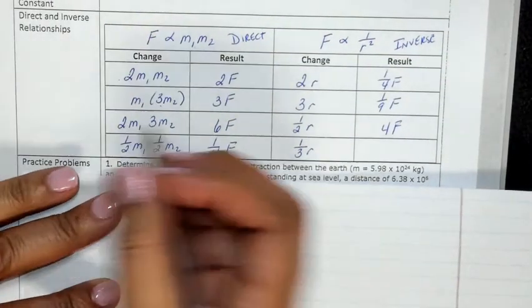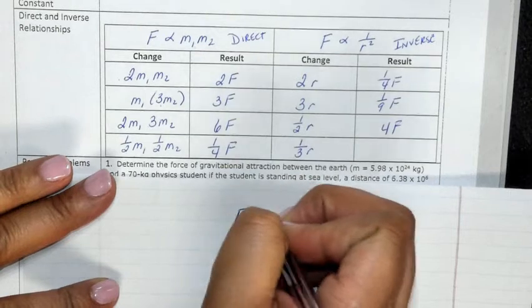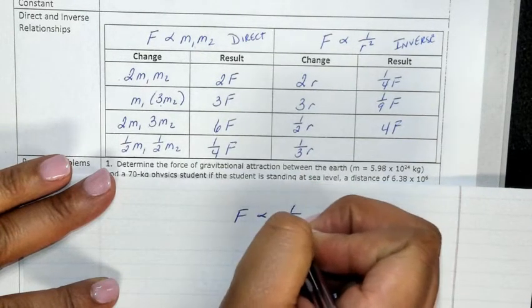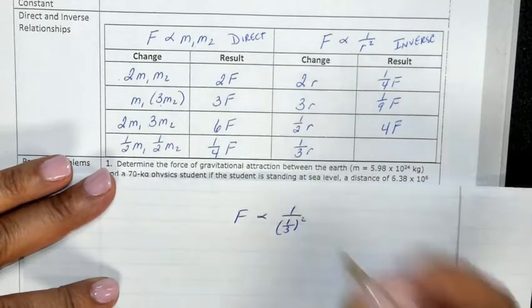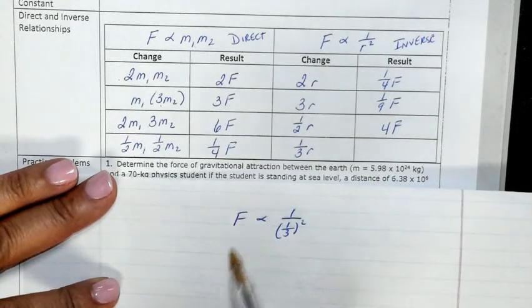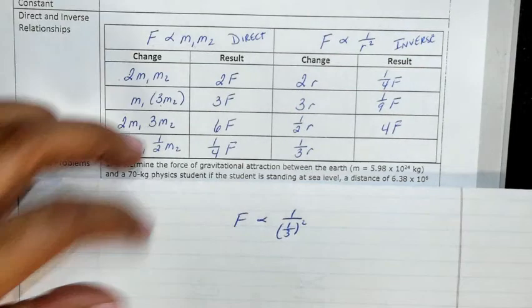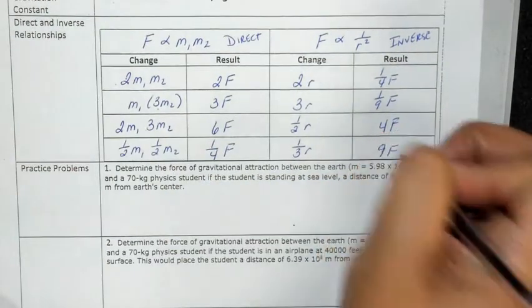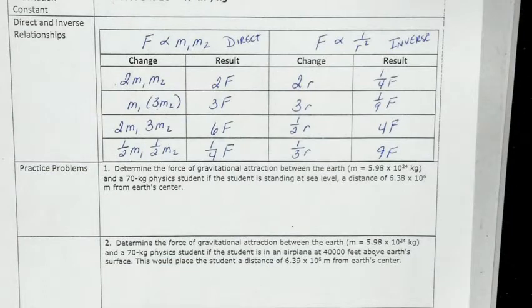All right, so you have 1/3 R. F is proportional to 1 over 1/3 squared. What does that come out to be? 1/9, which you're going to flip. So force is going to be 9 times greater. Okay, so where might you see something like that? Take a look at this problem.